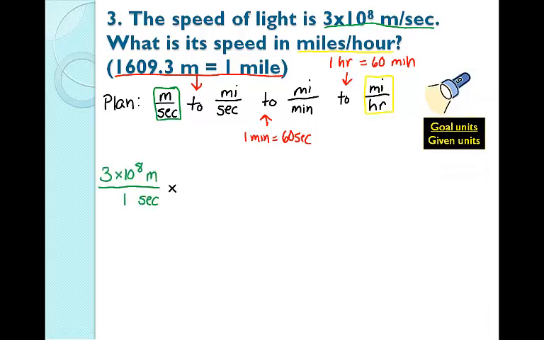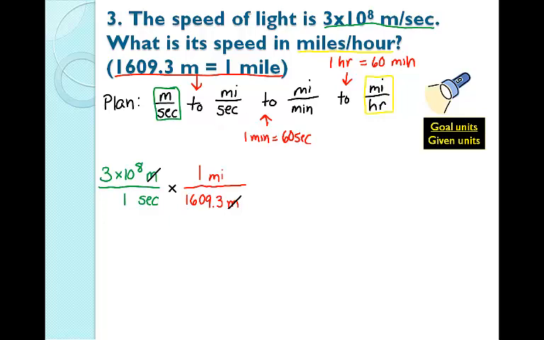Again, take the number that you were given, 3 times 10 to the 8th meters for every 1 second, and put that at the beginning. Notice here that we do have units in our denominator because there was a divided by sign in the number that we were given. Then we're going to use our conversion factor to go from meters per second to miles per second. Since meters was on top here, we want to put it on bottom in our next step so that meters and meters cancel out. Now our units left are miles per second. We can ignore the numbers till the end and just look and see that we're on the right track because we have this as our next step.